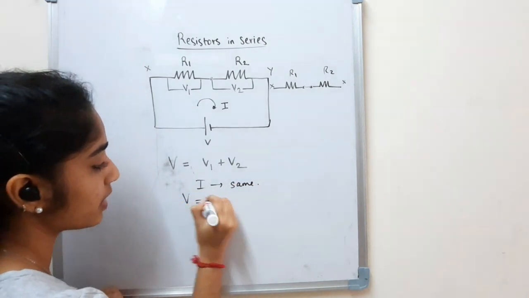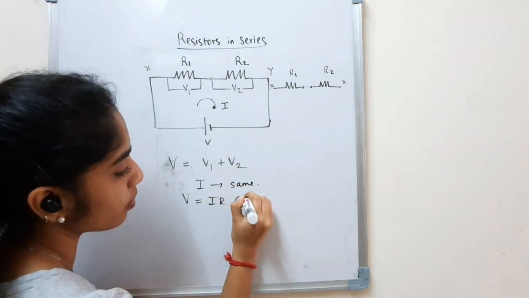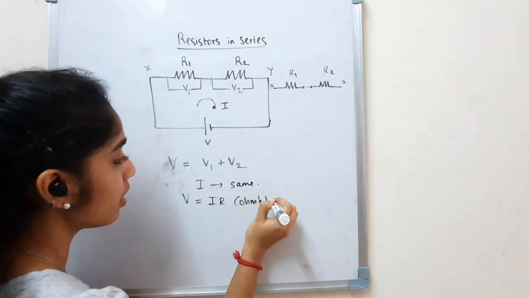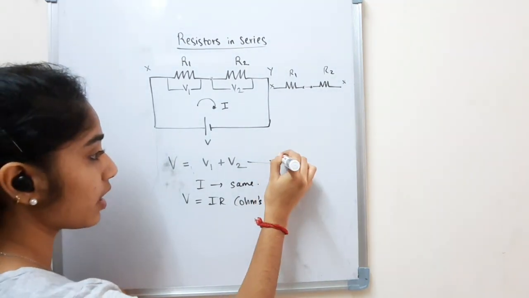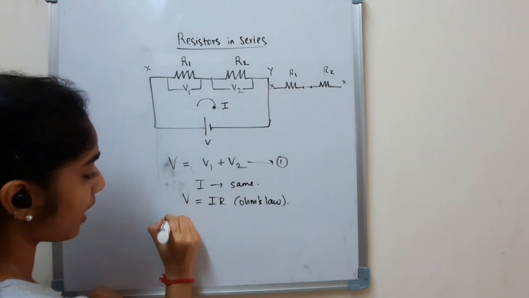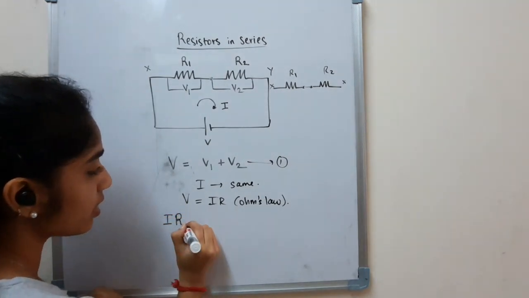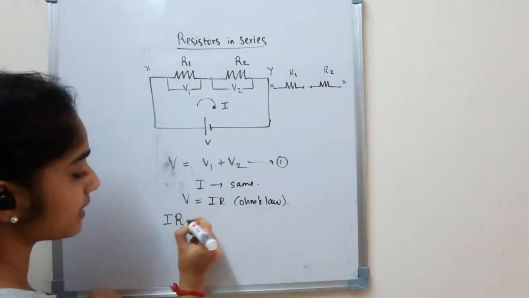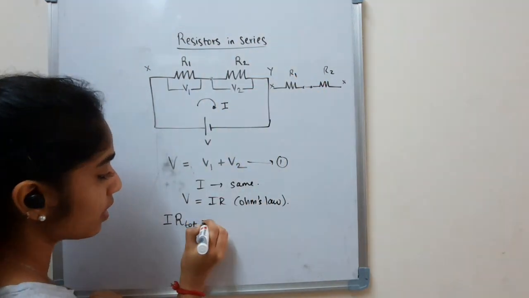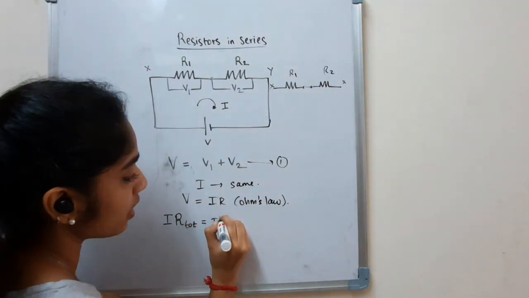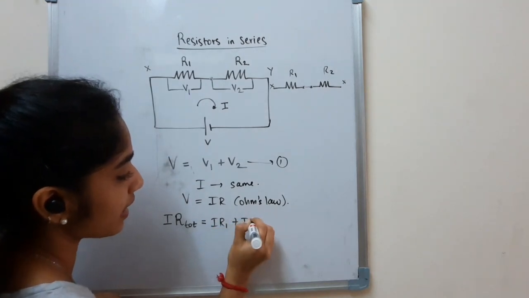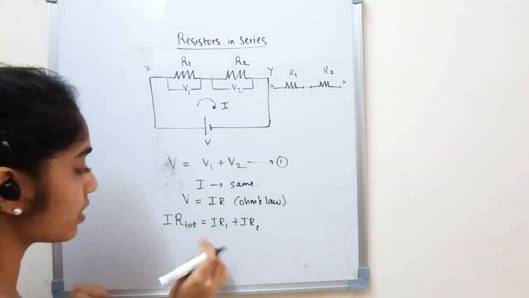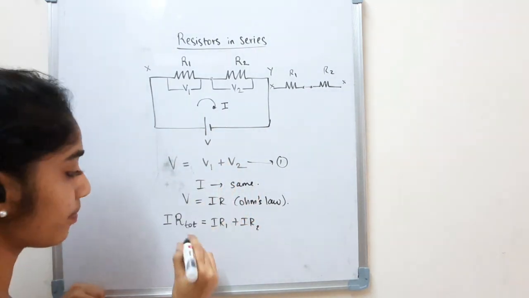Right? Also we know V is equal to IR by Ohm's law. So substituting in 1, we have IR. So here the resistance across XY, let's take it as R total, is equal to IR1 plus IR2. I is the same for the whole circuit. For one loop, I is the same.